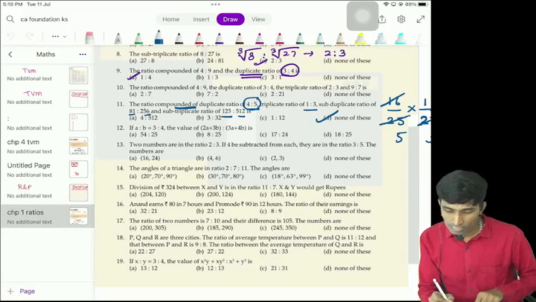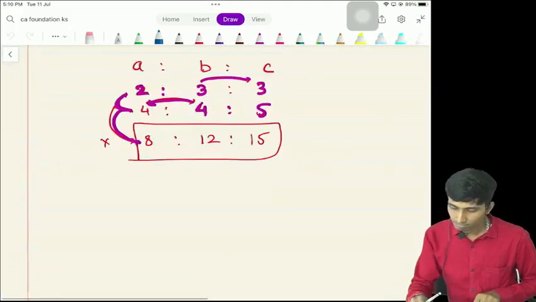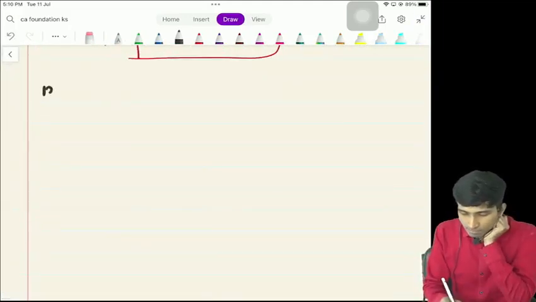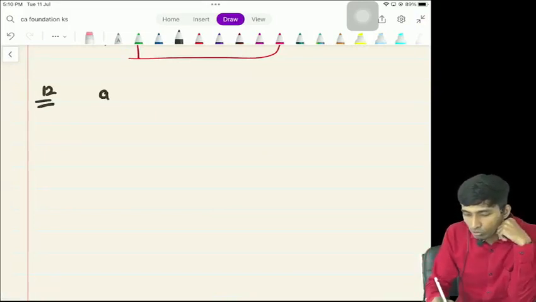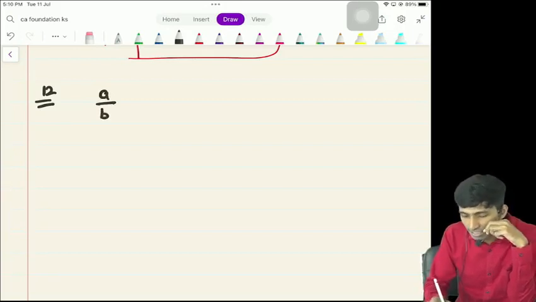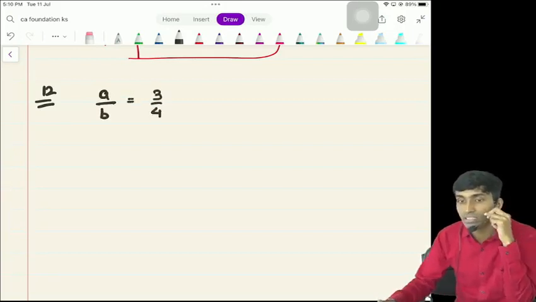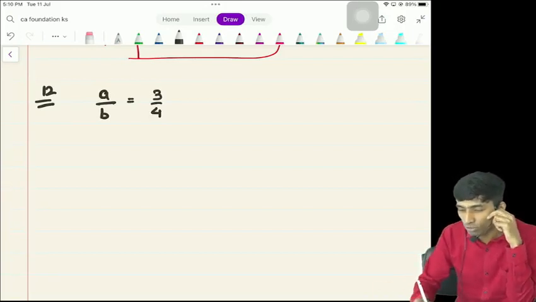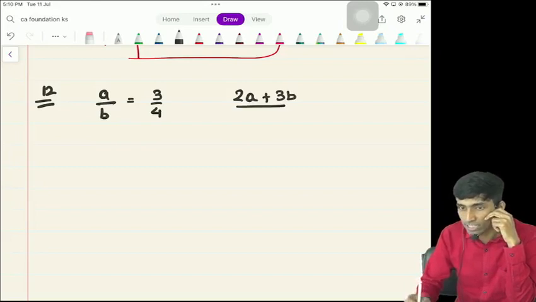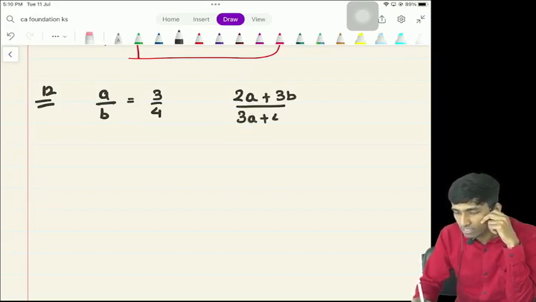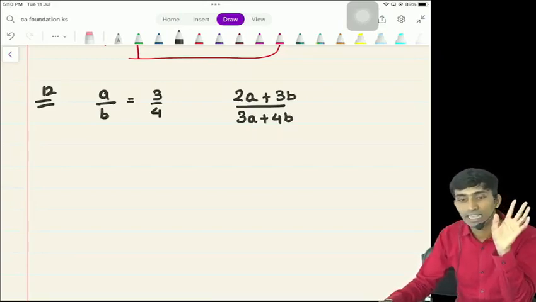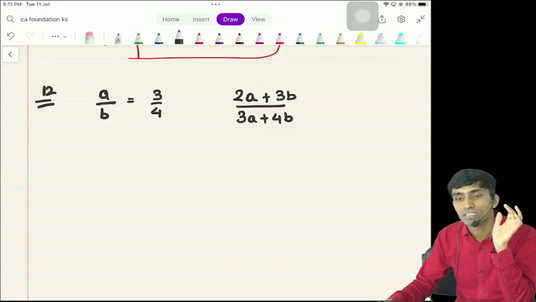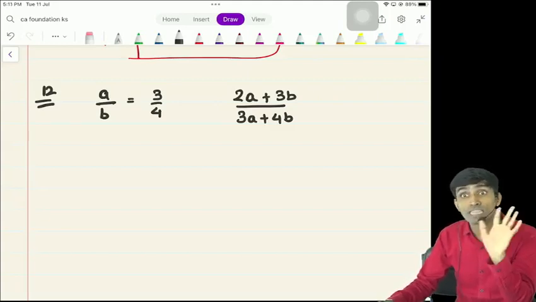Listen. 12th sum, na? See what is given. A is to B, means A by B, please concentrate, is equal to 3 is to 4. Right? Now you want the value of 2A plus 3B upon 3A plus 4B. Correct? Everybody here with me? Right? So how to solve this? Substitution is the best method.